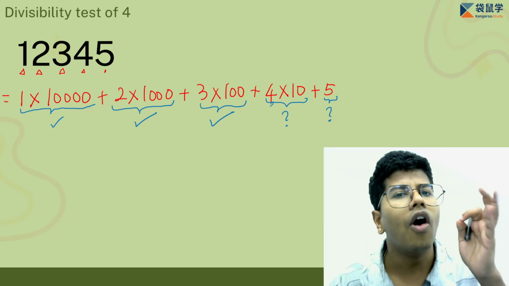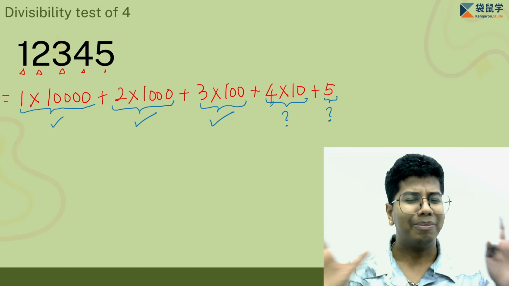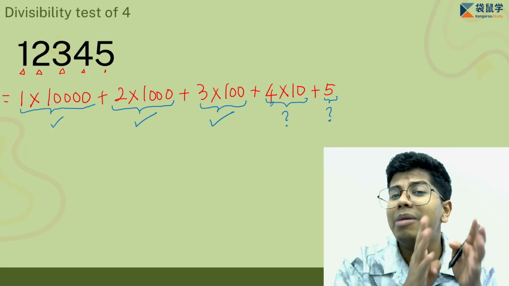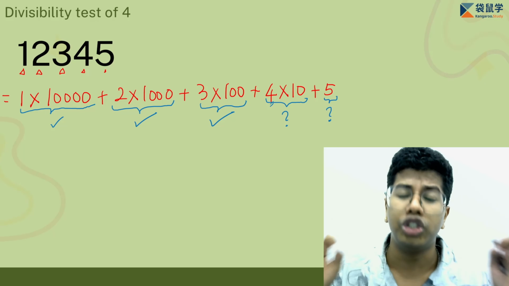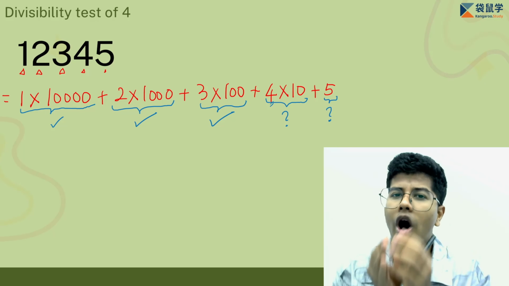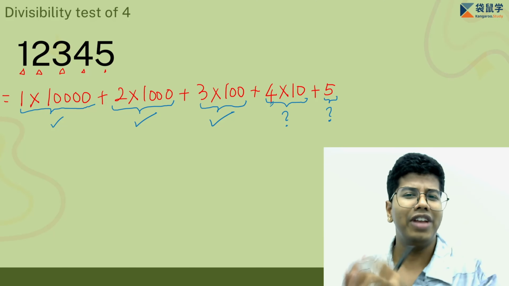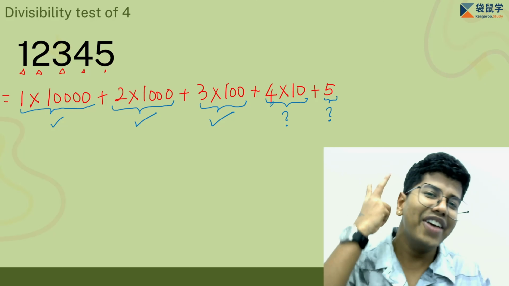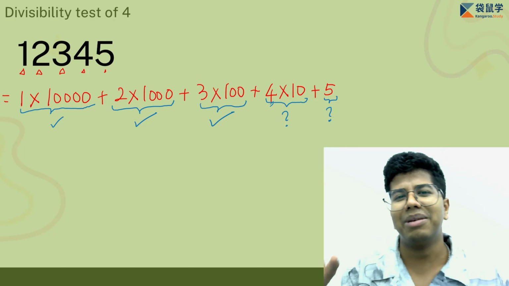So what we can understand from here, if I split the number into its place values, all the other terms are divisible by 4. Just the last 2 digits we are not sure if it's divisible or not. So regarding the divisibility test of 4, what we have to do is, we have to just check the last 2 digits. If the last 2 digits are divisible by 4, the number is divisible by 4.